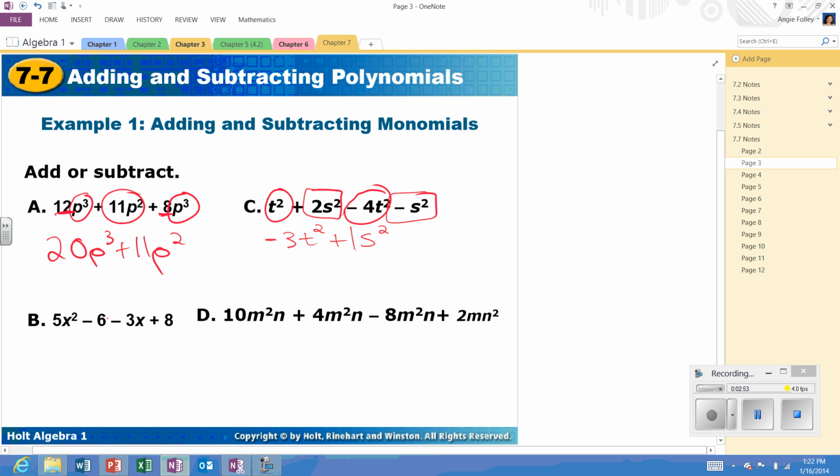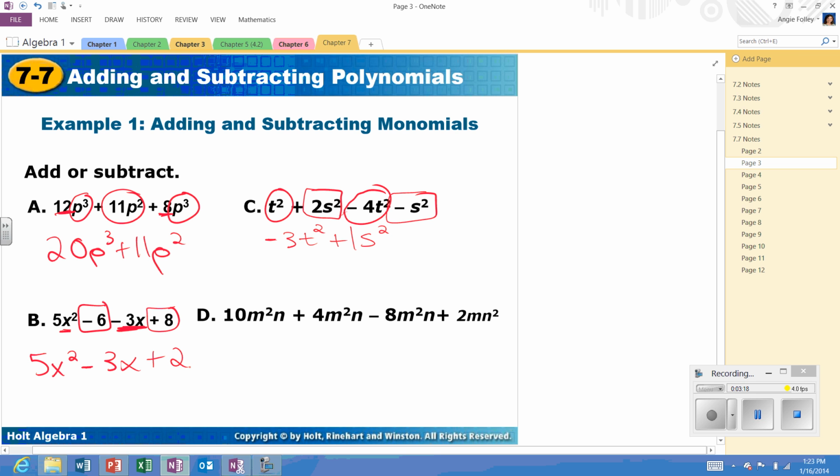Okay. On this next one, there are no other x squareds, so that's going to just stay the same. We usually go in descending order, so we would go to our x's next. There are no other regular x's, so we're just going to make negative 3x. Now we can add the negative 6 and the positive 8. And that becomes positive 2, because 8 minus 6 is 2.